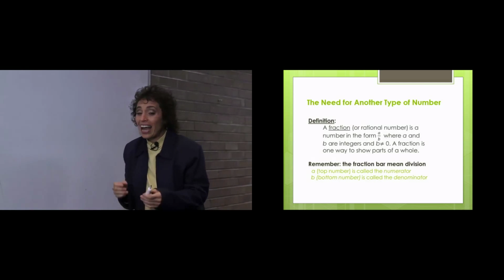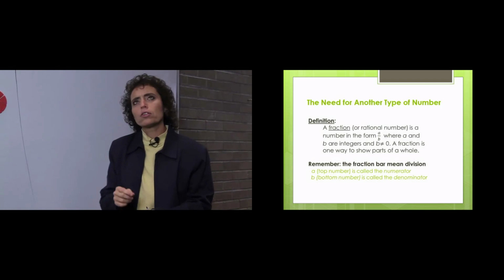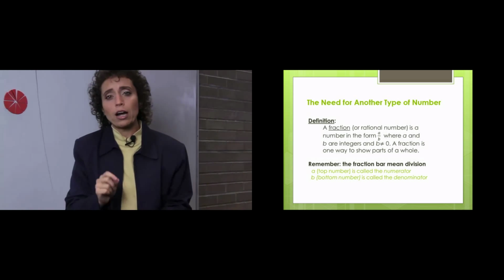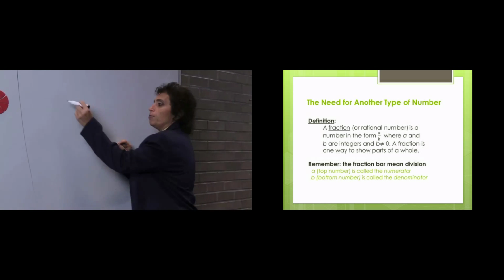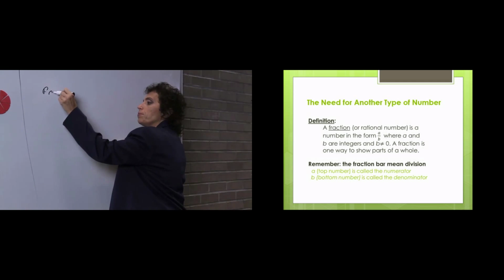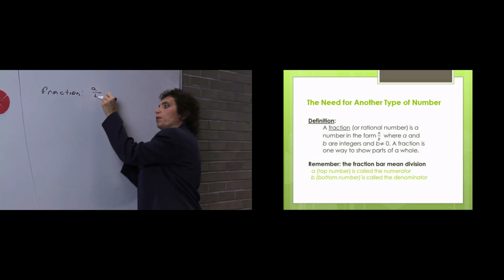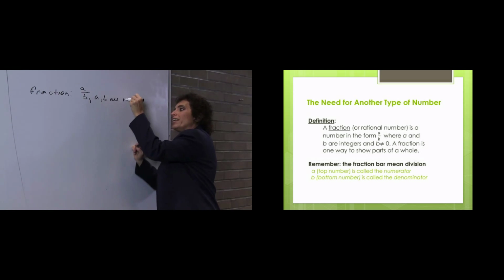A fraction is actually called a rational number. Does that mean there are irrational numbers? Oh, maybe. But a fraction is actually called a rational number, and the definition is that a fraction is in the form a over b, where a and b are integers. Let me explain that.